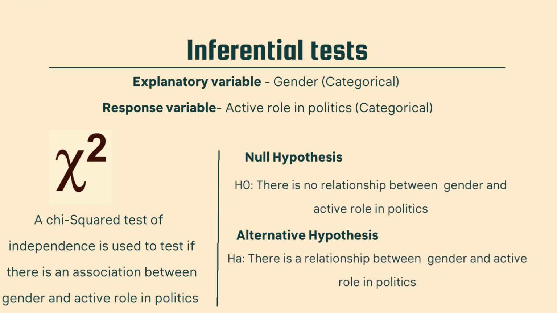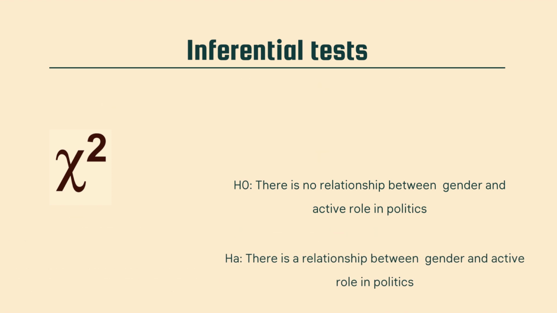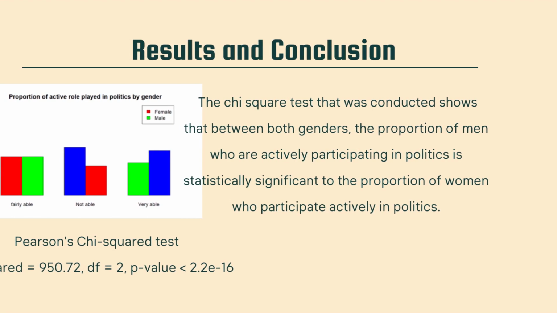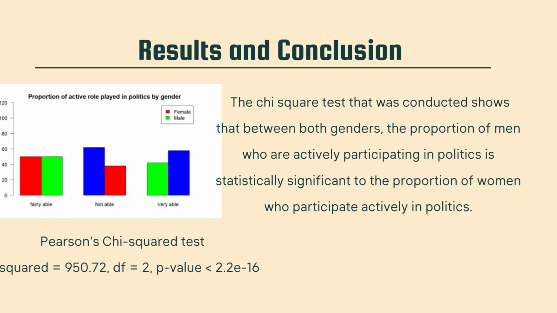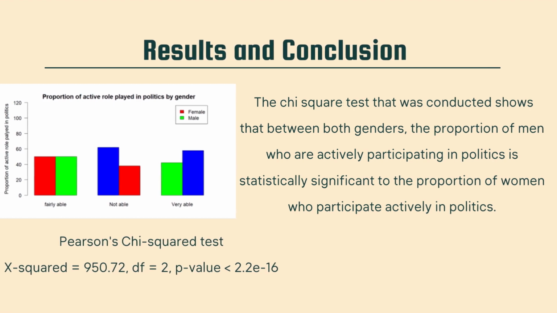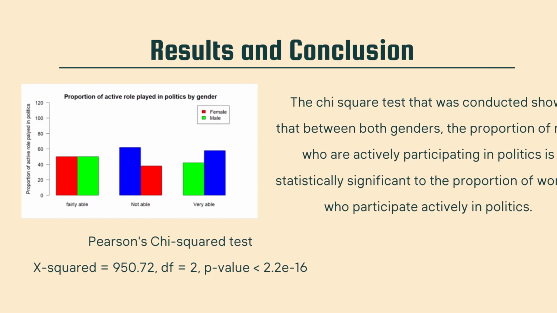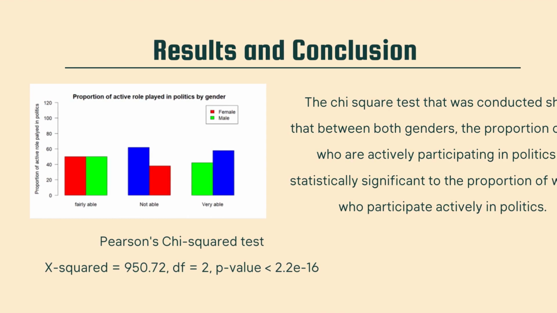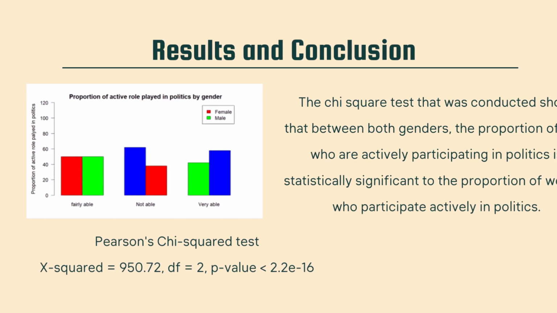After conducting the test, it could be seen that 58% of males were very able to participate in politics, whereas 42% of females were very able to participate in politics. The p-value was 2.2 e raised to the power -16, which is smaller than the significance level of 0.05. This makes it safe to say that the data presents significant evidence to reject the null hypothesis that states that there is no relationship between gender and active role in politics.